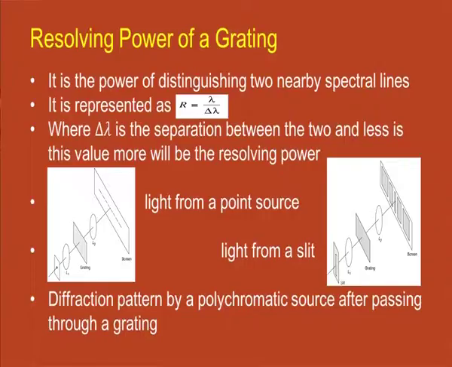So, the diffraction pattern by a polychromatic source after passing through a grating will be different depending on what kind of source the light passes through, either a point source or a slit.